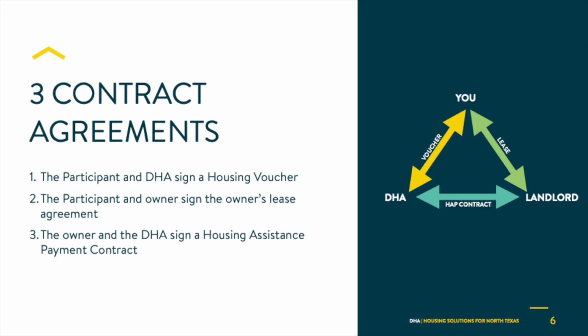The second agreement is the lease agreement between you and the landlord. You will be required to sign the landlord's lease agreement before you move into the rental unit. The third agreement is between the Housing Authority and the landlord or property owner. This agreement is called the Housing Assistance Payments Contract. It governs the housing assistance payments the Housing Authority will make on your behalf to the landlord.